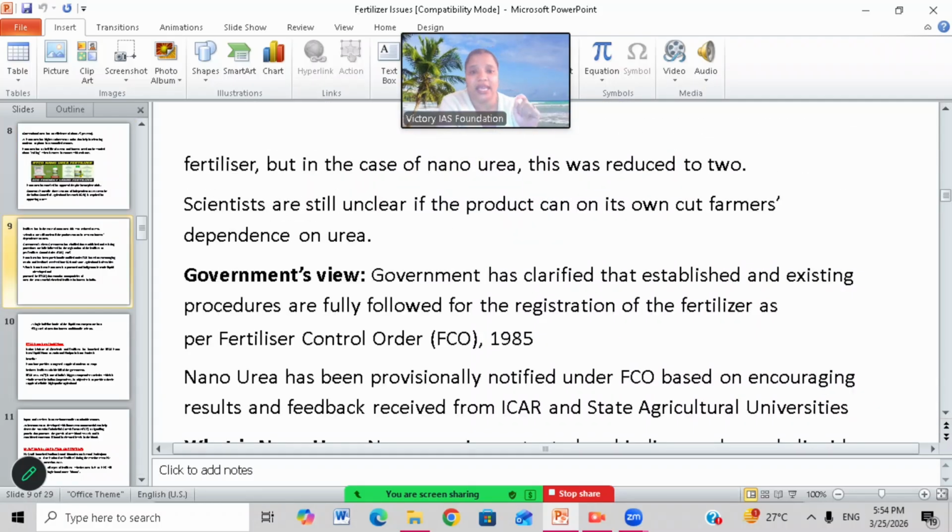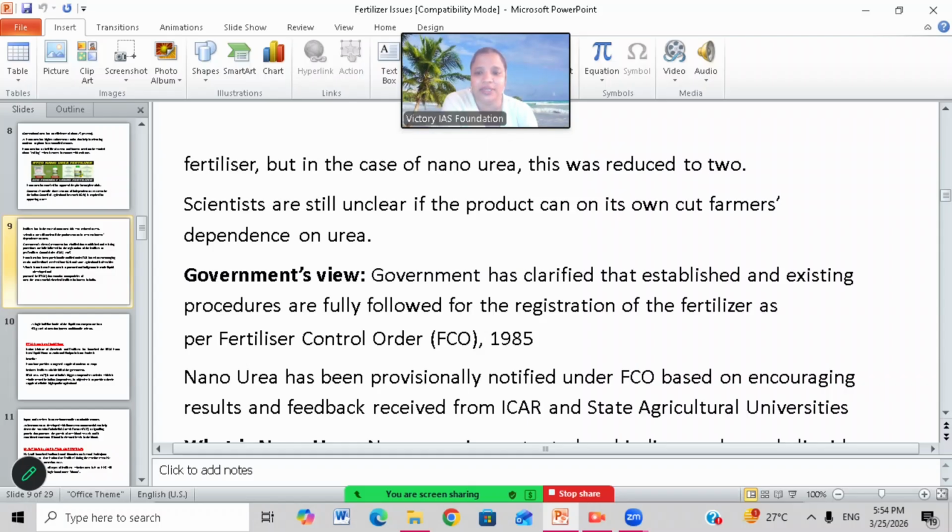fertilizer. But in case of nano urea, this is reduced to 2. Generally, for approval, they require 3 steps of checking. But in the case of nano urea, only 2 steps of checking are required. Why? Because they already know how it is beneficial compared to solid urea.